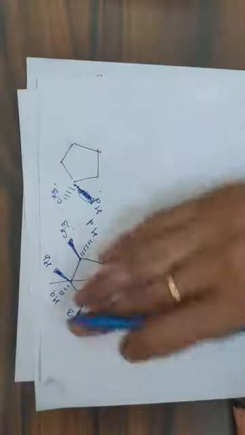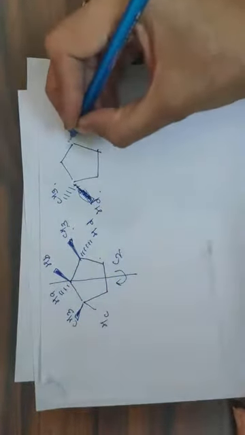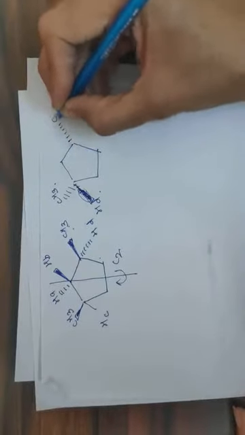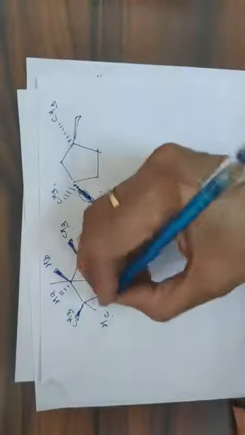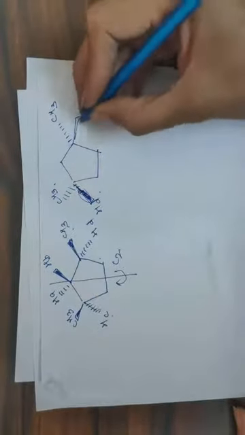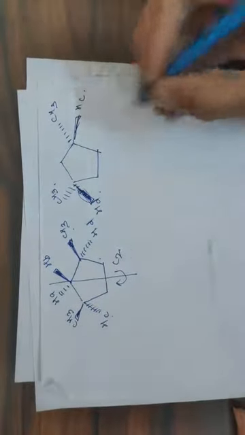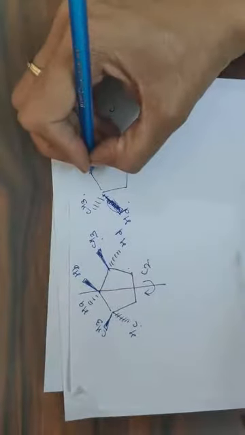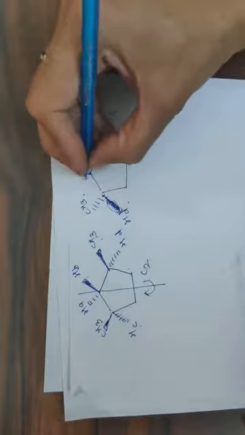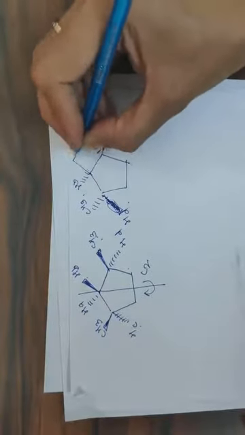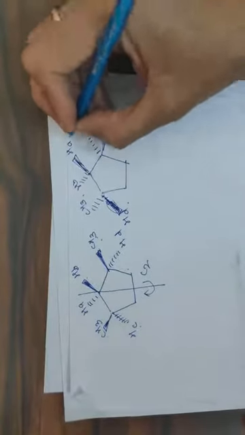This methyl which was present above the plane will now be present below the plane. And this hydrogen, initially below the plane, will move above the plane. And these hydrogens will be interchanged. HB was present above the plane. Here HB will be below the plane and HA will come above the plane.